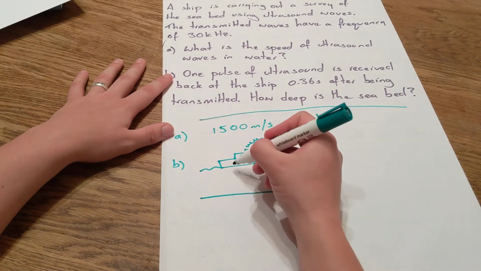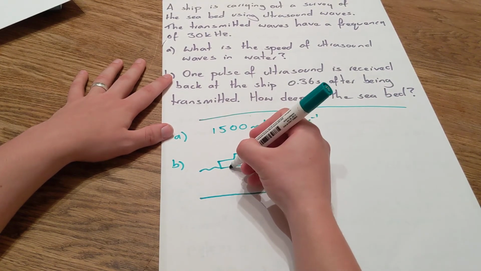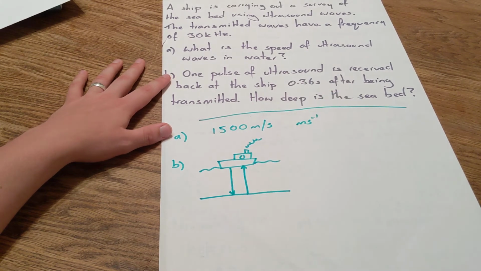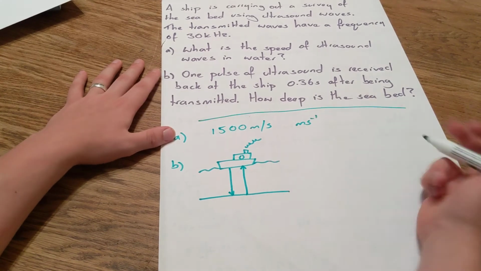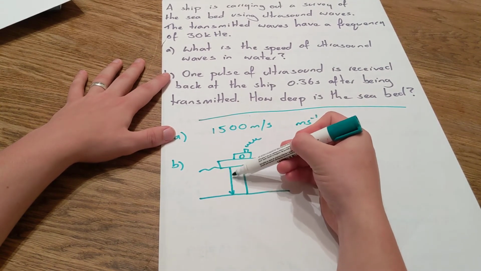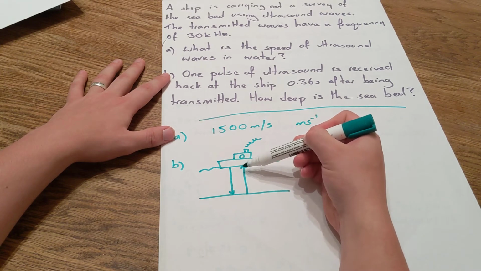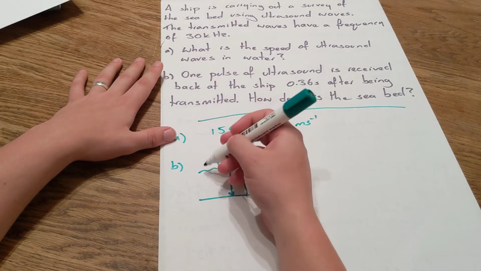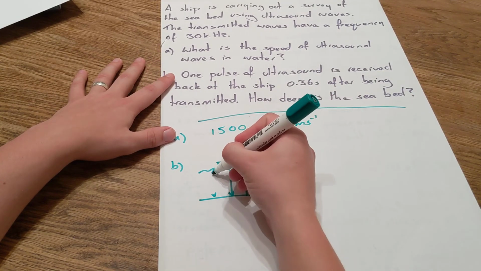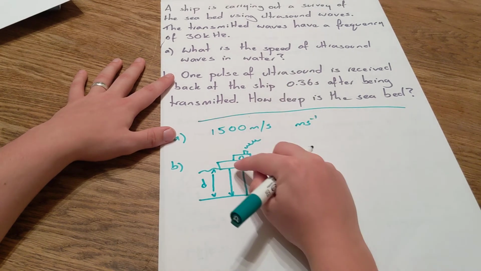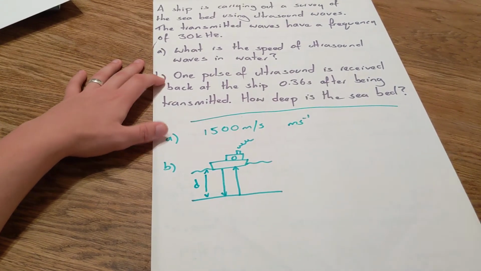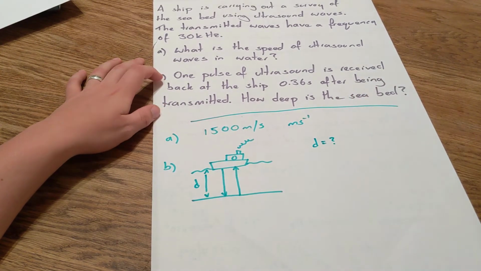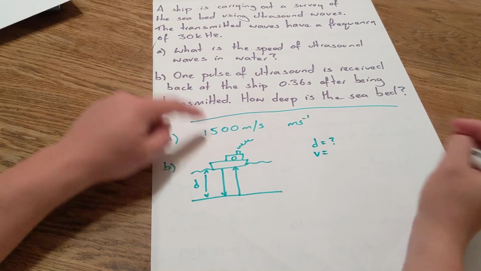So what's happening is this ship is sending out a signal. It's coming down here, bouncing off the seabed, and then coming back to be received by the ship. The time it took for that signal to start here, come down, and bounce back up was 0.36 seconds. We want to figure out how deep it is. So we're trying to figure out this distance here. And that is a distance, because it's the distance between the ship and the bottom of the sea. So let's write down what we have and what we're after. We're trying to find a distance. So let's pop that down. We know the speed. Speed is 1,500.